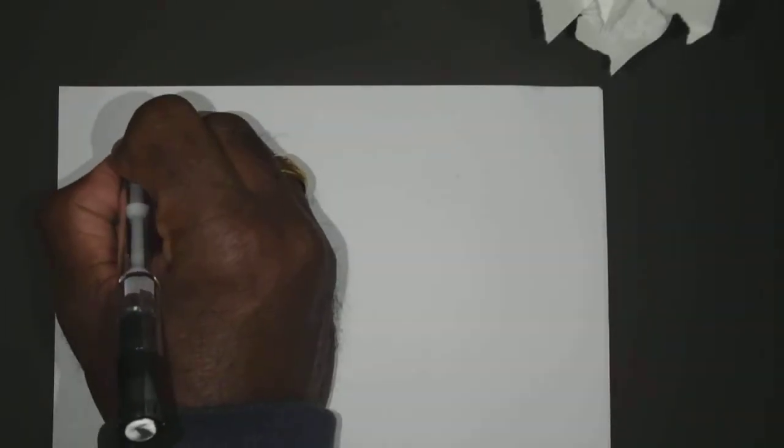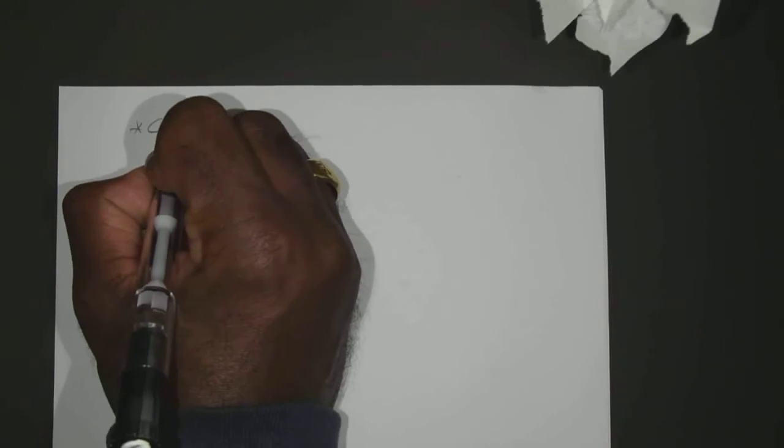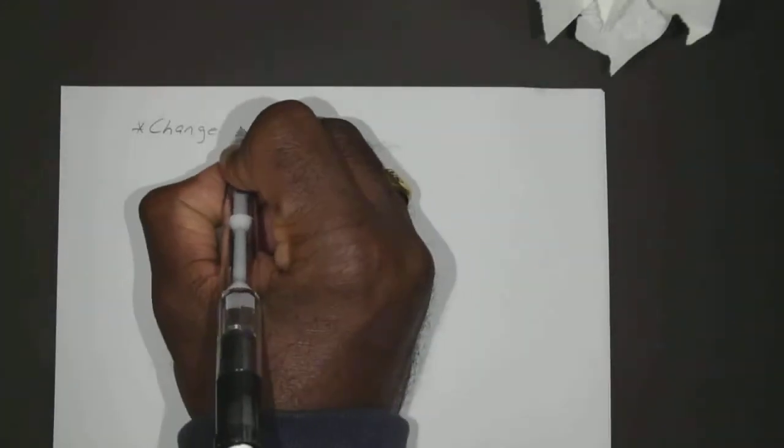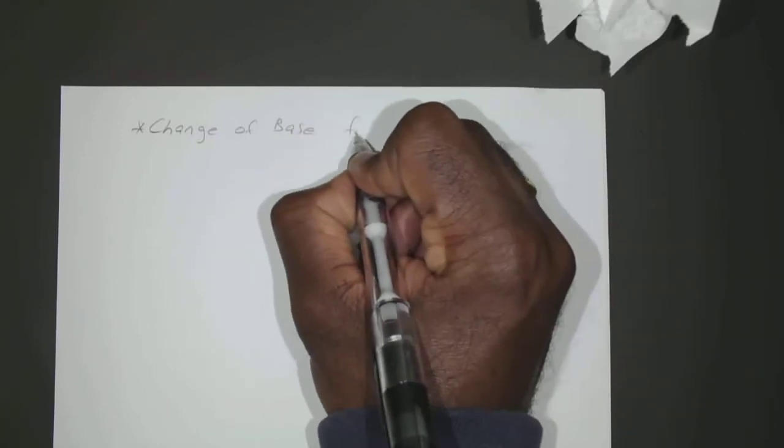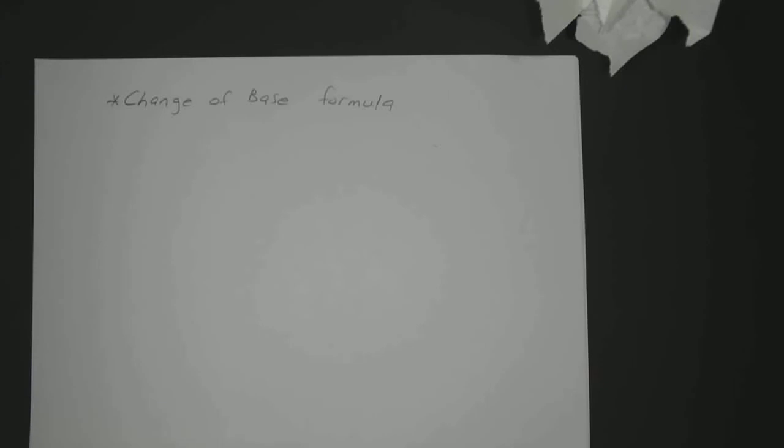Okay, so now we're going to look at the change of base formula. The change of base formula came around because most calculators, before you get into the really deep graphing or scientific ones, only had a base of 2 and a base of 10. Everything else was kind of off limits.